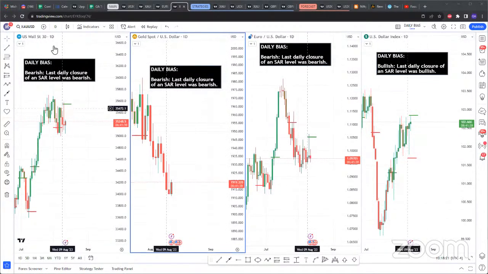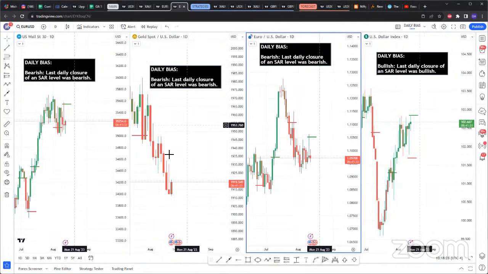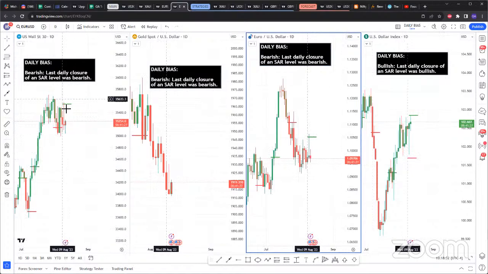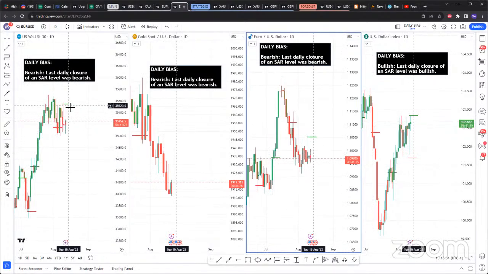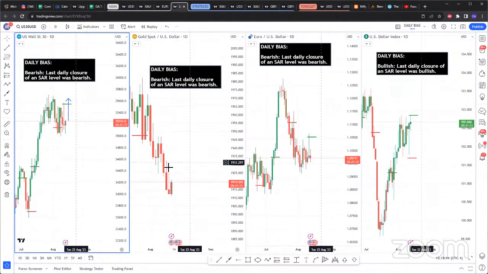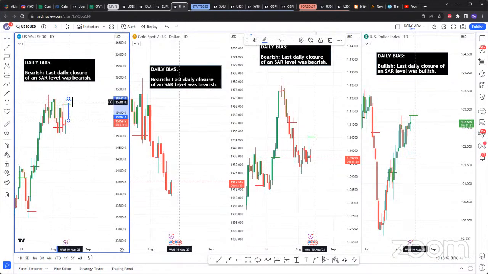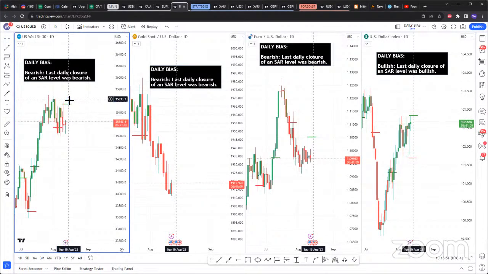All right, so everything is everything but the US dollar. So these three instruments, US 30, gold, EU, all of them based on the daily bias using the SAR, are bearish. Now for me to change my bias for US 30 to be a buy, I need a daily candle to close above this green SAR right here. Until then, my bias is bearish. I'm not saying US 30 is going to go here, but I would need US 30 to close above that area on the daily.